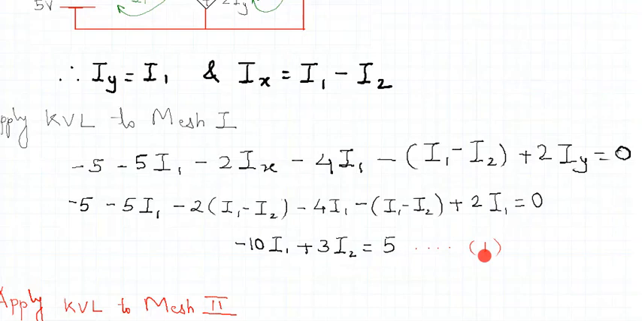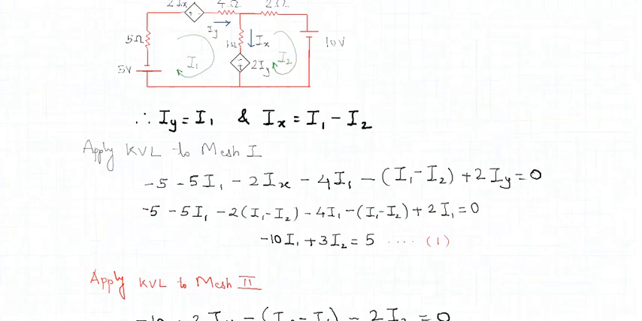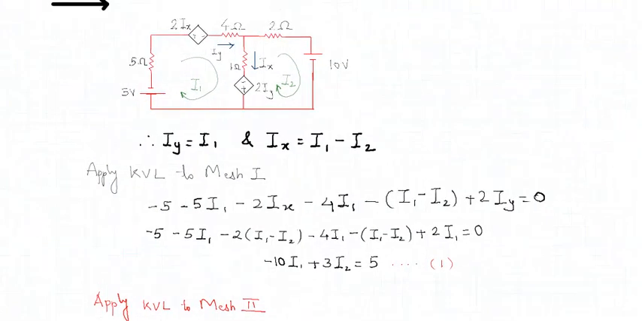Let me name the equation as equation 1. So we applied successfully KVL to loop 1 or mesh 1. Now we will do similar analysis for mesh 2. Right, so we'll now apply KVL to mesh 2. This is our mesh 2, loop 2. The direction of the current is in this direction.